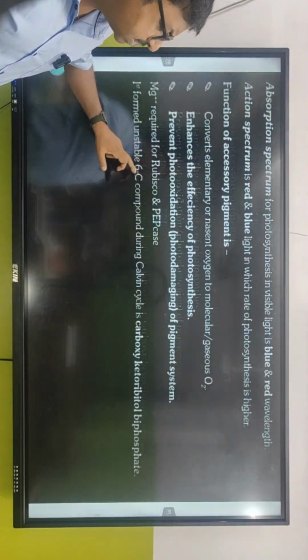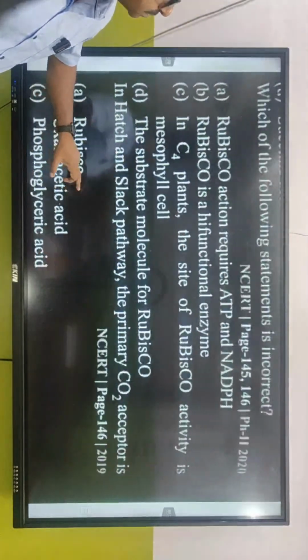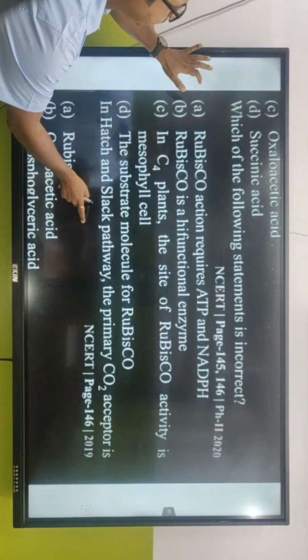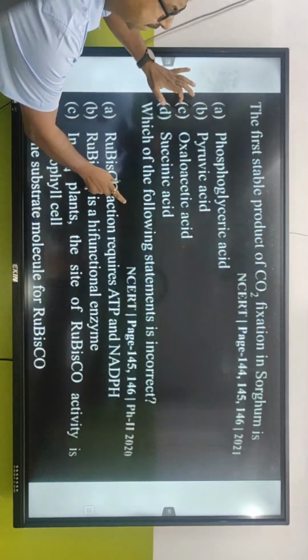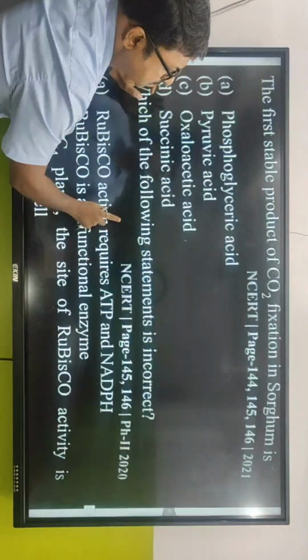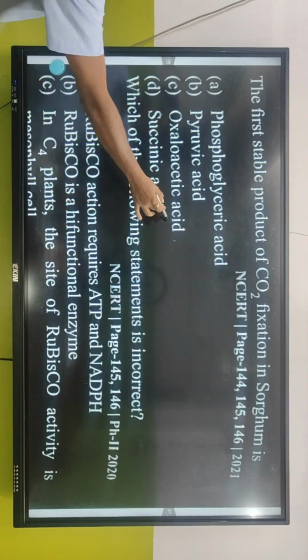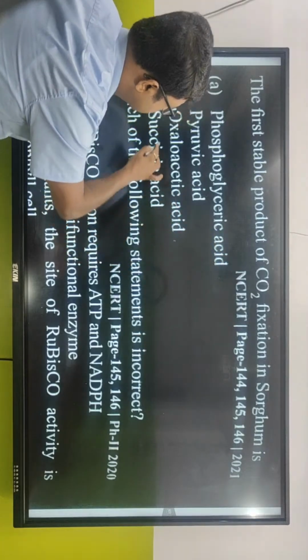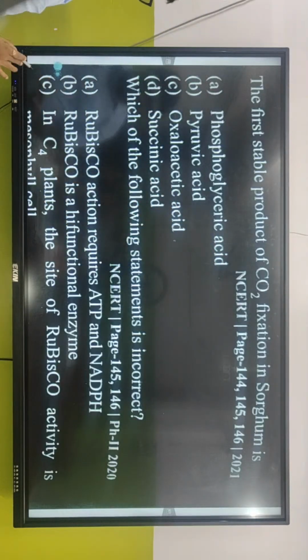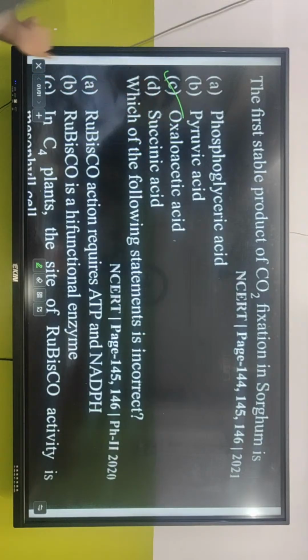Okay, let us start some questions. Let us solve some questions. একটু দেখো questions গুলো পারিস কিনা। চলো। The first stable compound. Come on. The first stable compound of carbon dioxide in sorghum is what? C4. So oxaloacetic acid is the answer. Clear right though? C4 plant, oxaloacetic acid.